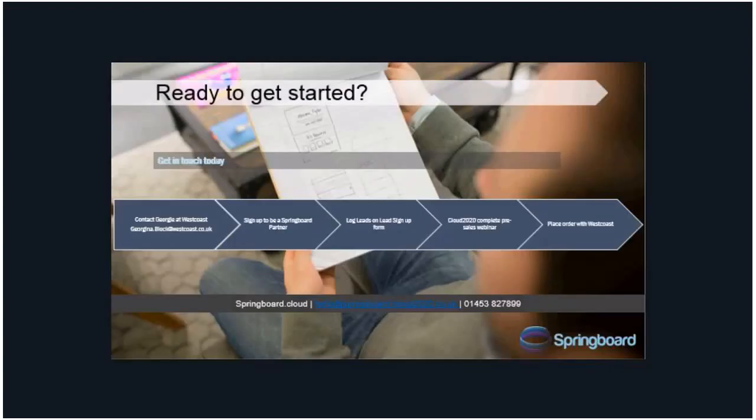So, are you ready to get started? I'll just hand over to Georgie now at this point, so she can go through how you, as partners, can sign up to become a Springboard partner and start to offer this out to your customers.